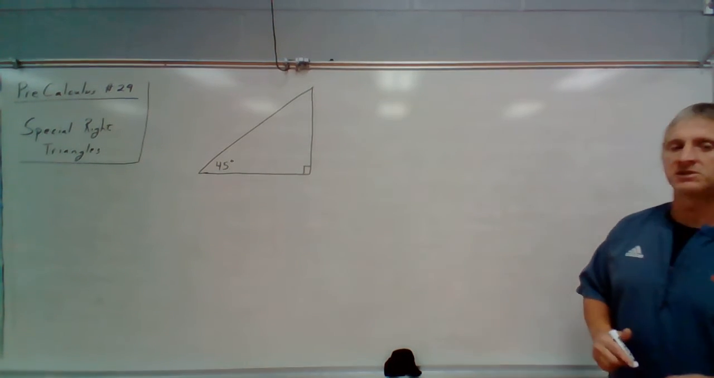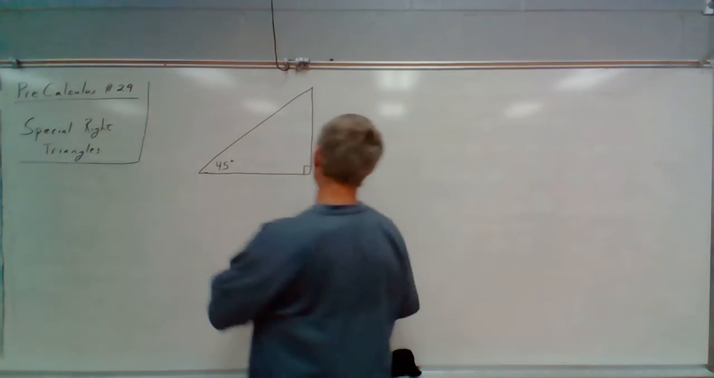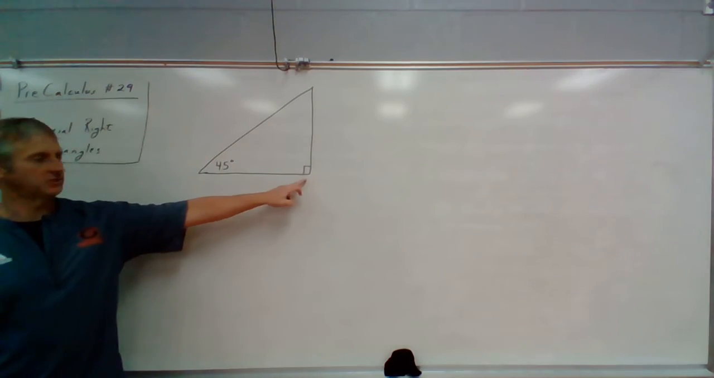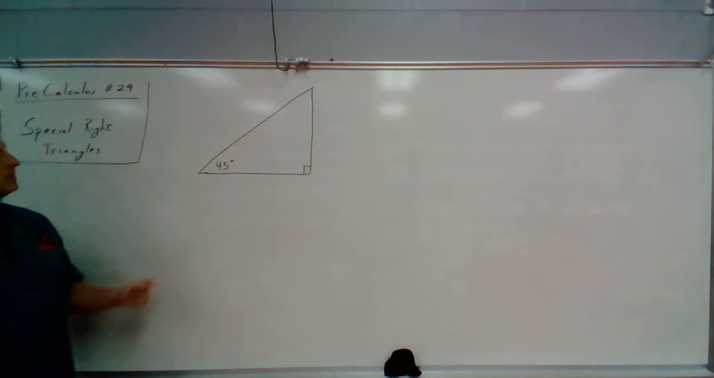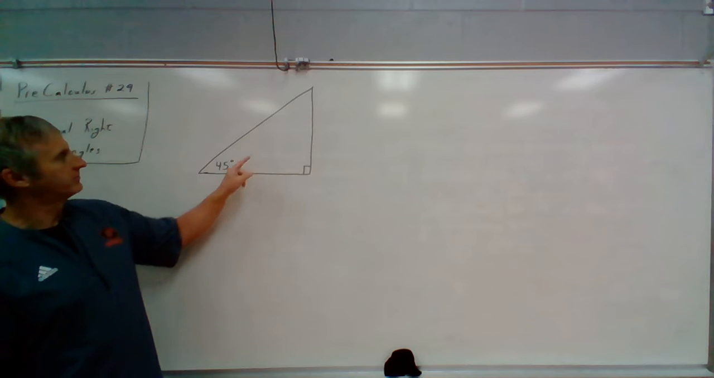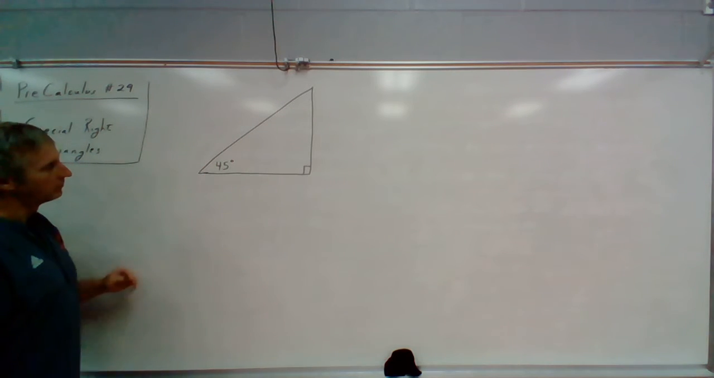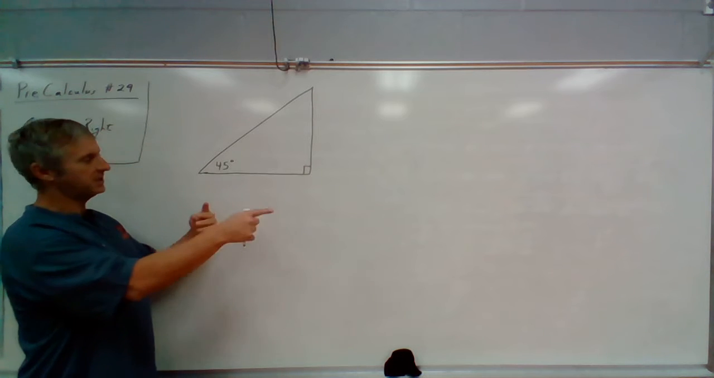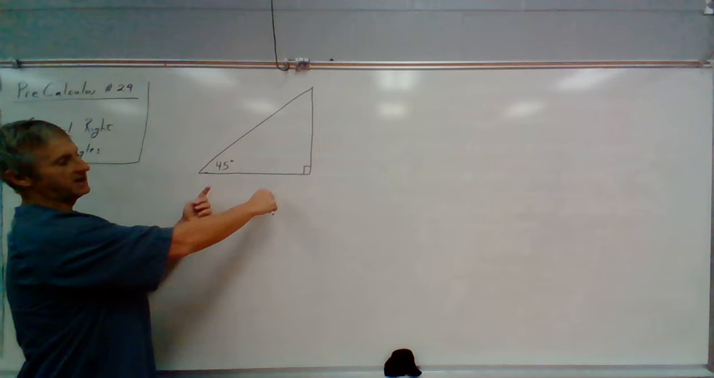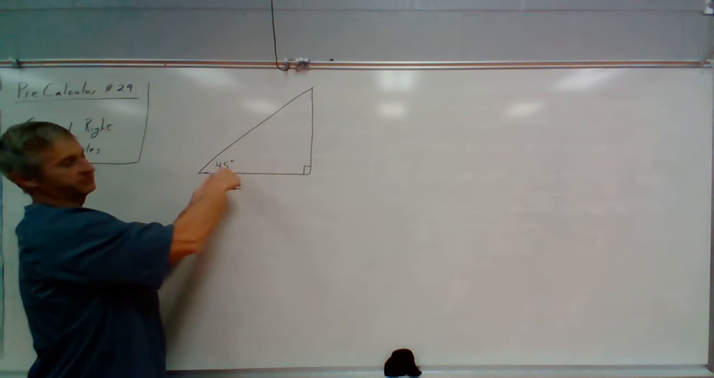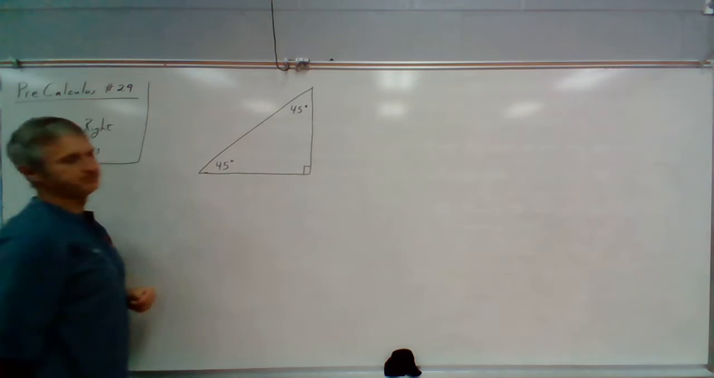All right, let's look at two very important special right triangles. The first one is going to be a right triangle, so it's got a 90-degree angle with a 45-degree angle. Okay, so if this angle is 45 degrees, what's the measure of this angle? Well, remember that the sum of the angles of a triangle has to add up to 180. So if that's 90, these two have to add up to 90. So if this is 45, this also has to be 45 degrees.